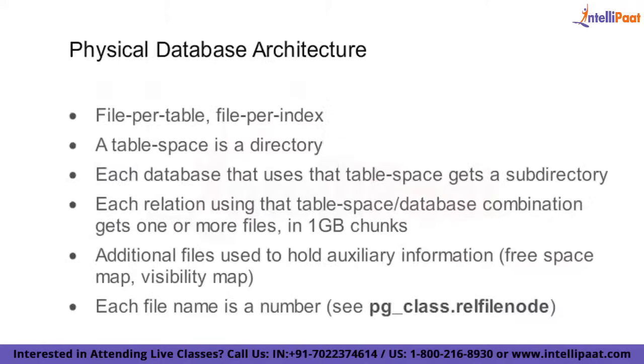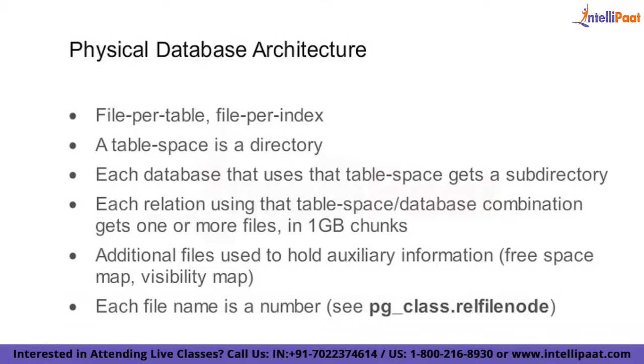Here you can see a file per table and file per index. So each time you create a table, a file is created, and even for the index. A tablespace is a directory, whereas in Oracle, a tablespace is a group of data files. Each database that uses that tablespace gets a subdirectory, so directory in subdirectory like that. Each relation using the tablespace or database combination gets one or more files in 1 GB chunks. A relation is nothing but a table or an index, and the file will be of 1 GB chunk.